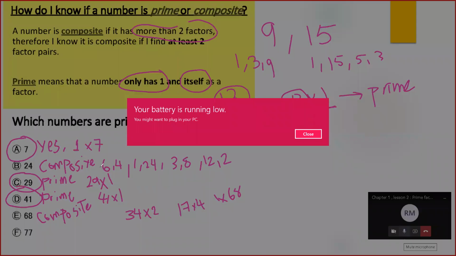Yes, Rudaina. It's composite because it has more than 2 factors.